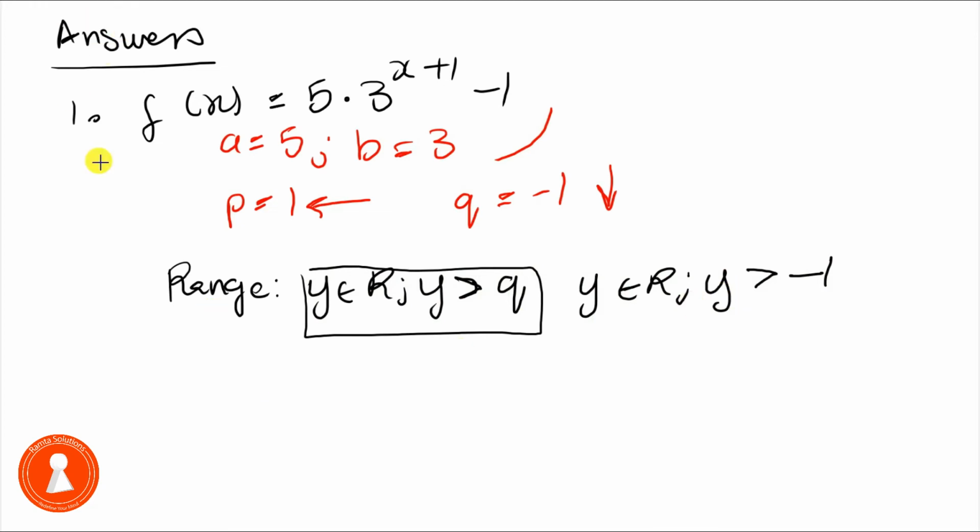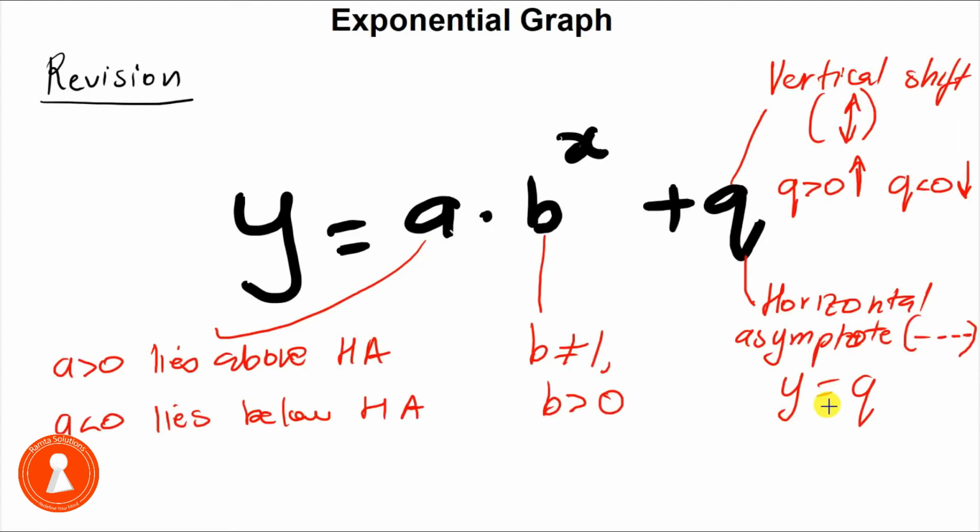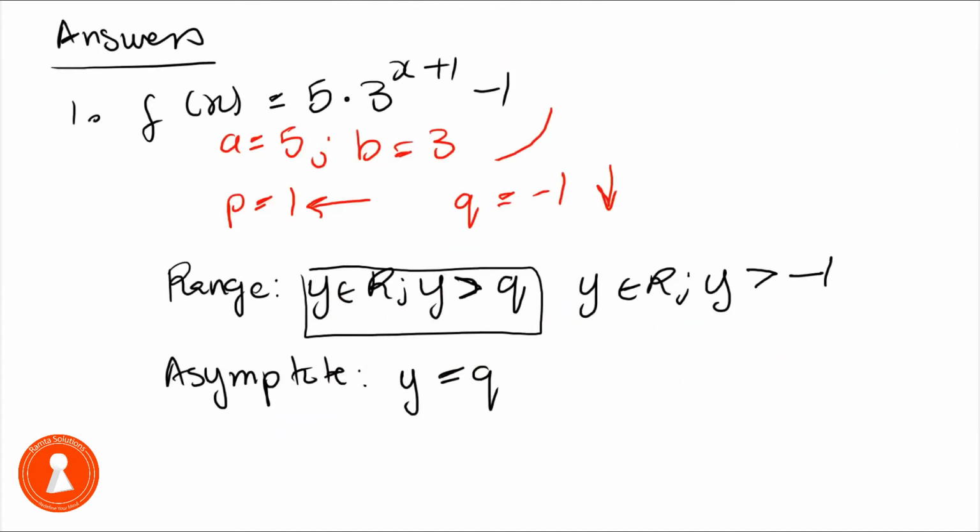Now, let's talk asymptote. We only have one asymptote for this graph, which is the horizontal asymptote. We said it is y equals q. Let me confirm. Yes, it is y equals q. Now, what is our answer?